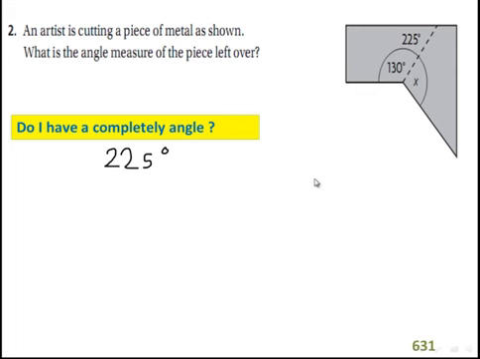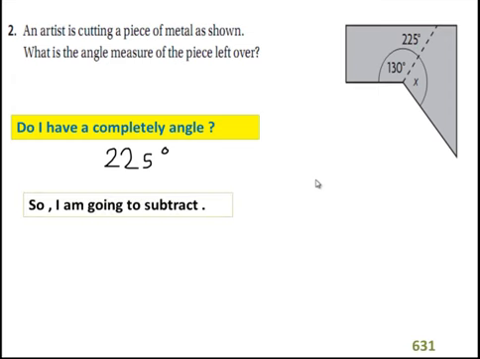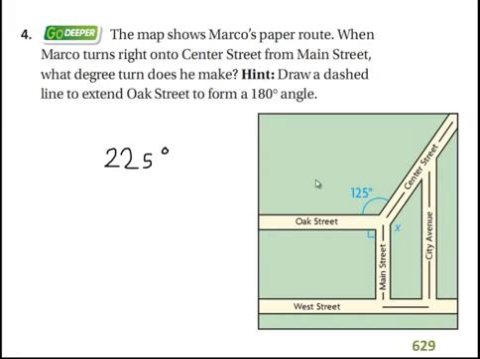Do you have another clear angle, another clear part? Yes, 130. What should you do now? So I'm going to subtract 225 degrees minus 130 degrees. Exactly, 95 degrees. So let's go to question 4.